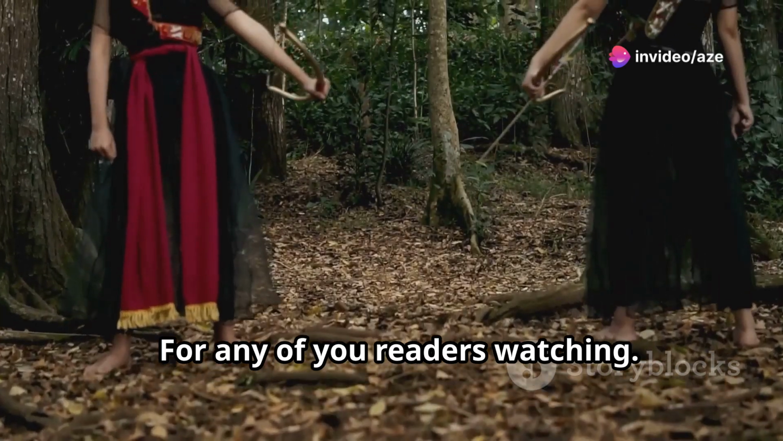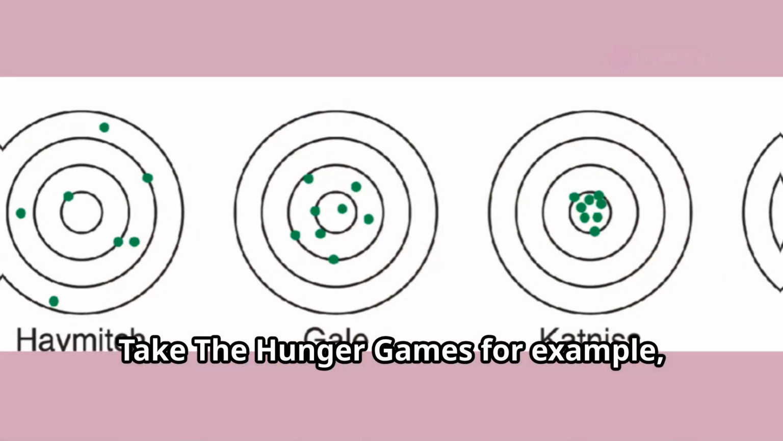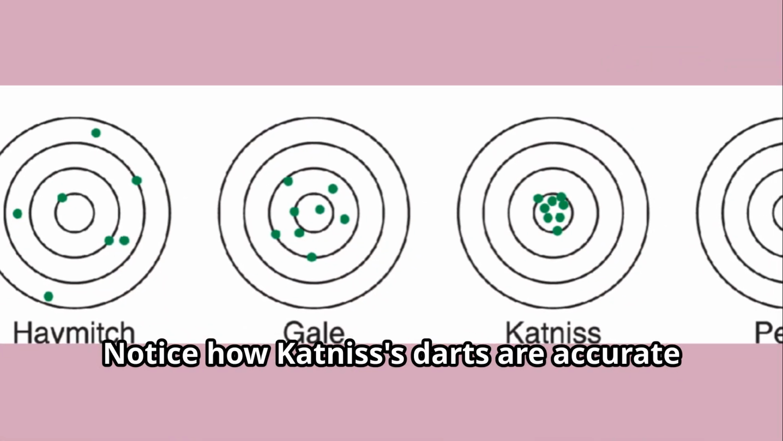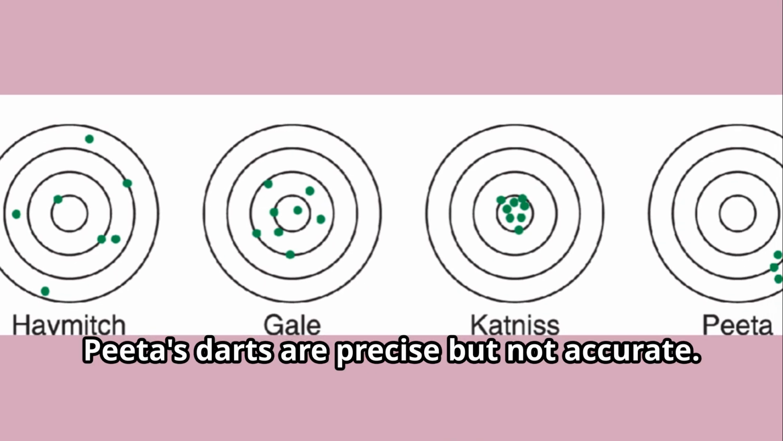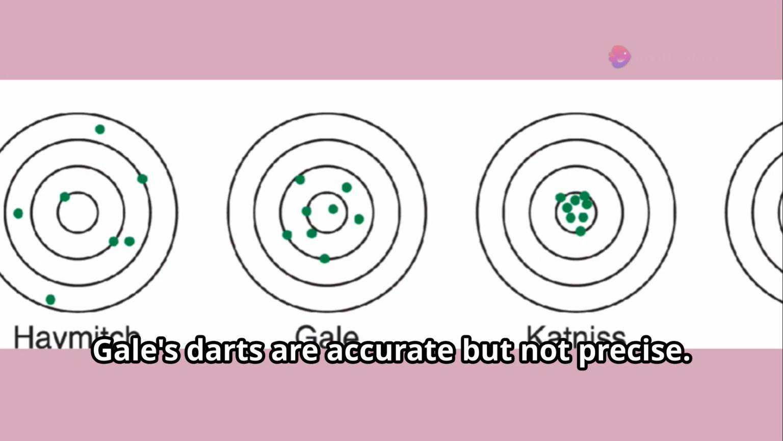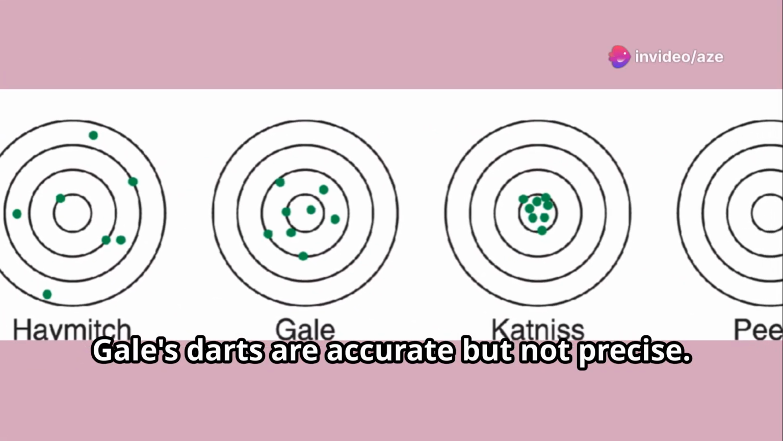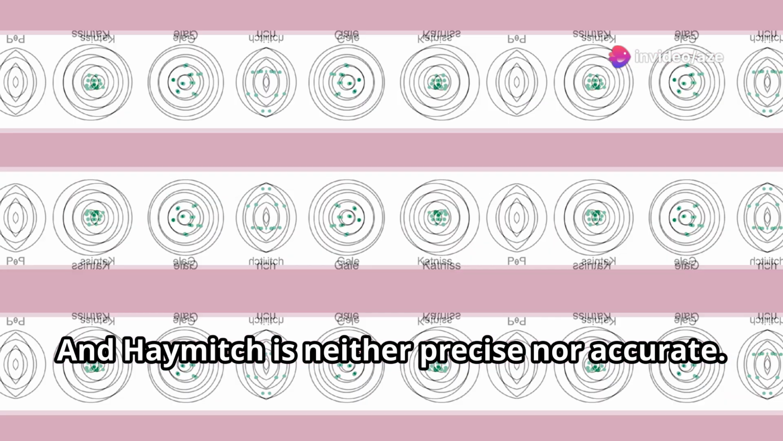For any of you readers watching, take the Hunger Games, for example. Notice how Katniss's darts are accurate and precise. Peeta's darts are precise but not accurate. Gale's darts are accurate but not precise. And Haymitch is neither precise nor accurate.